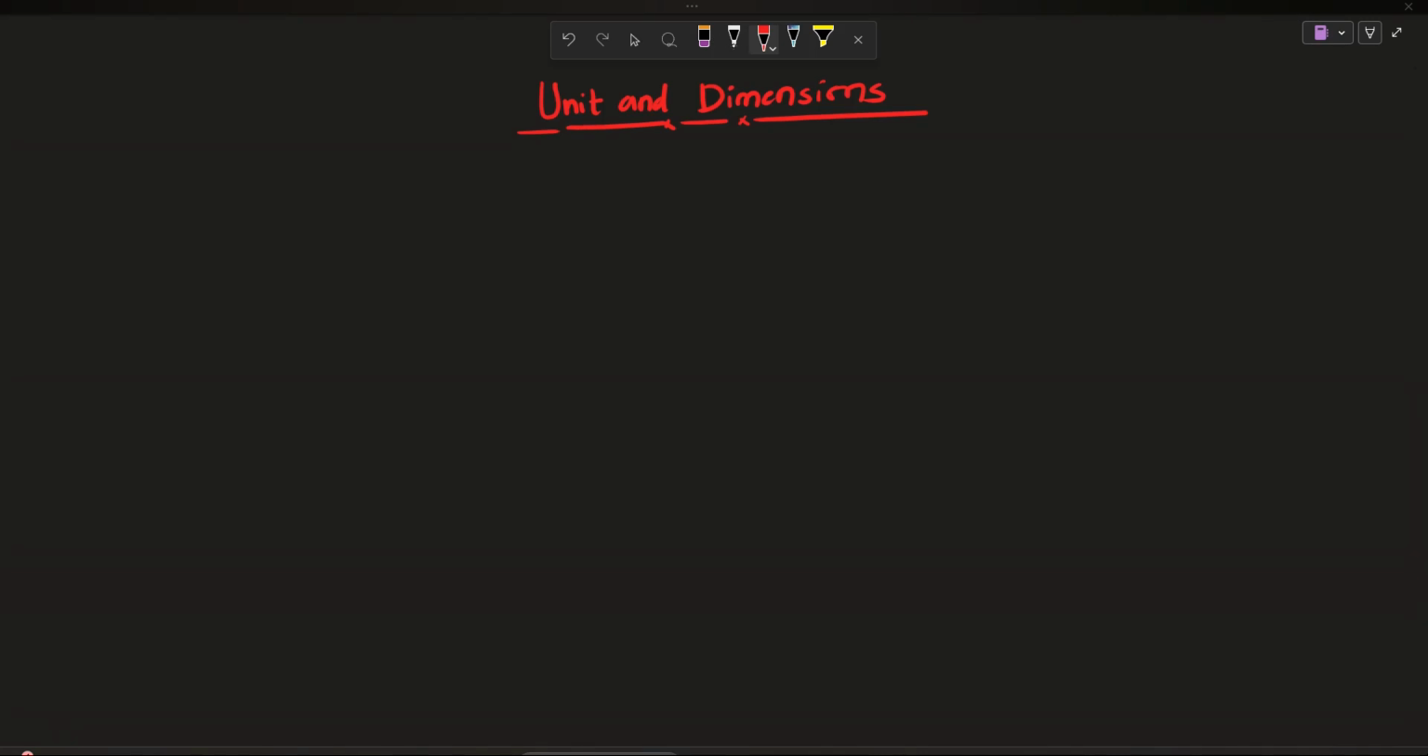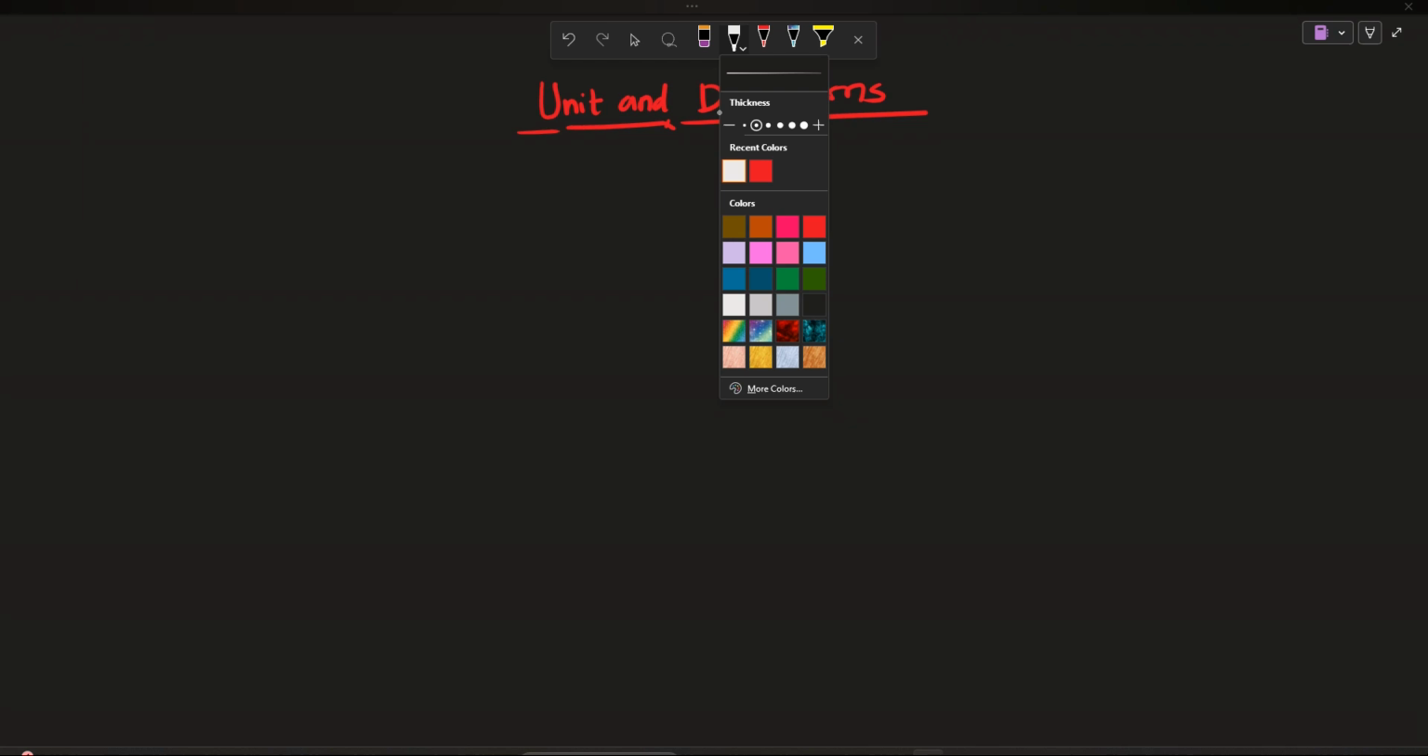Welcome everyone. Welcome to the first lecture of our class 11 physics, that is nothing but units and dimensions. In this chapter we'll basically cover all the theory part, and we'll also try to solve some examples, such that you'll be at least somewhat clear about units and dimensions.